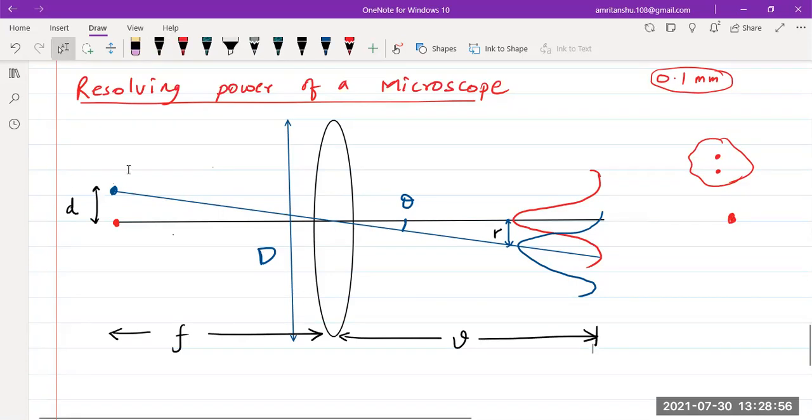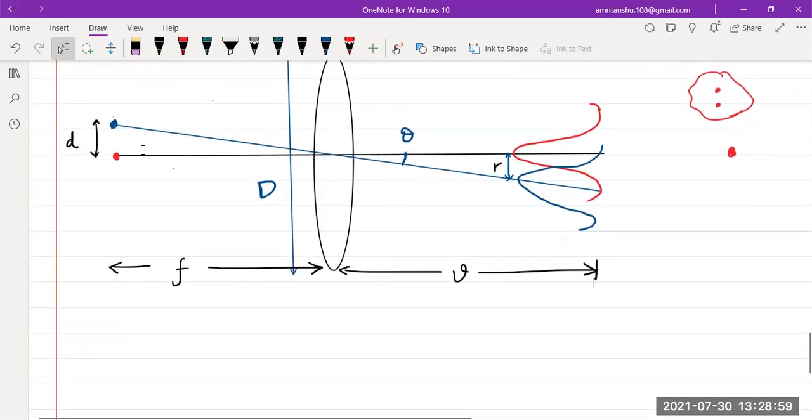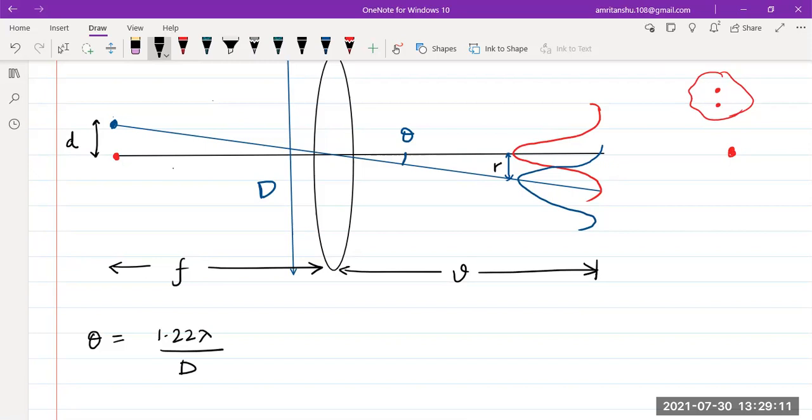Now we all know theta. Here theta, from our Airy pattern of diffraction, comes out to be 1.22 lambda by D, where D is again the aperture of this lens. Now if I know this theta, can I calculate r? r will be v into theta. v here is the image distance, so we'll just keep it as it is, and theta here is 1.22 lambda by D.